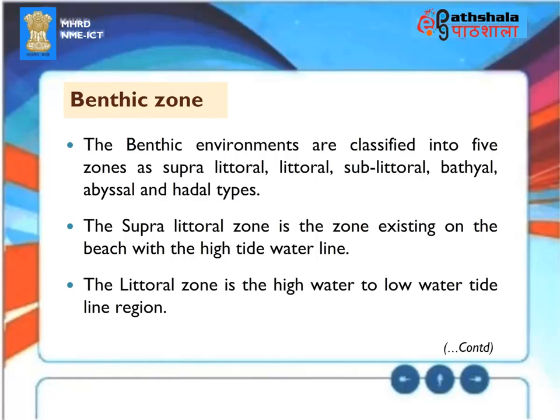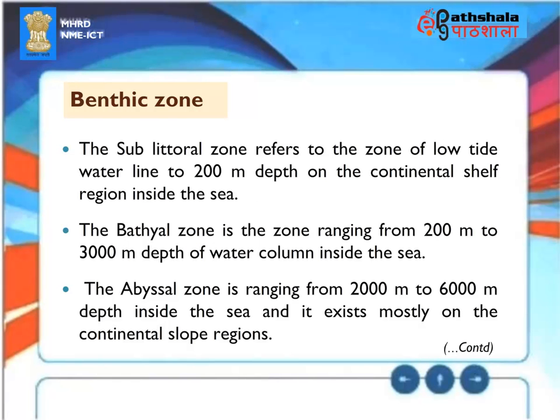Benthic zone. The benthic environments are classified into 5 zones as supralittoral, littoral, sublittoral, bathyal, abyssal and hadal types. The supralittoral zone is the zone existing on the beach with the high tide water line. The littoral zone is the high water to low water tide line region. The sublittoral zone refers to the zone of low tide water line to 200 meters depth on the continental shelf region inside the sea.